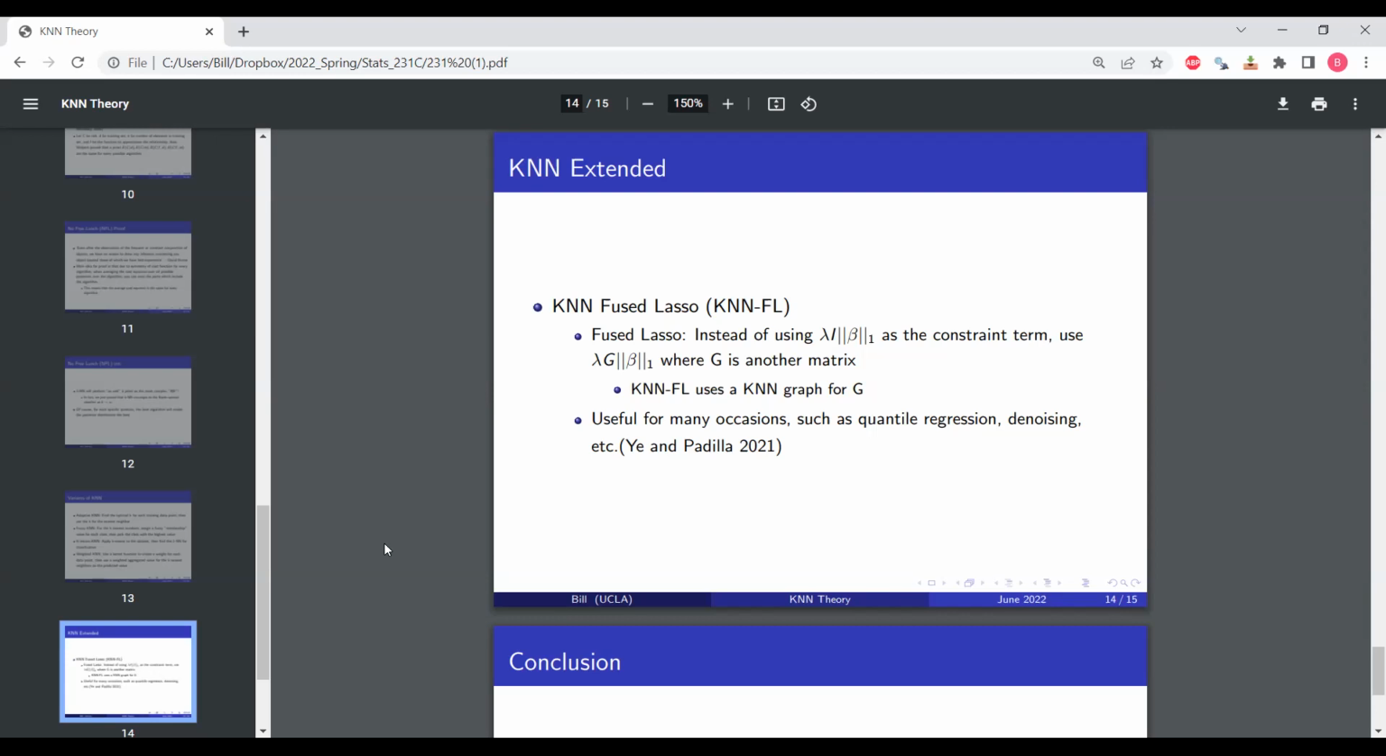But here we use lambda times G instead of I as the constraint term, and we can set G to be any matrix. So for the KNN fused lasso case, we use the KNN graph for G. And what I mean by the KNN graph is it's just a graph where it identifies which data points are the nearest neighbors. So you can think about the identity matrix as sort of a KNN graph where we allow the data point itself to be calculated as a potential candidate for the nearest neighbor, and we set k equals 1. So this is useful for many occasions, such as contour regression or image denoising, etc.